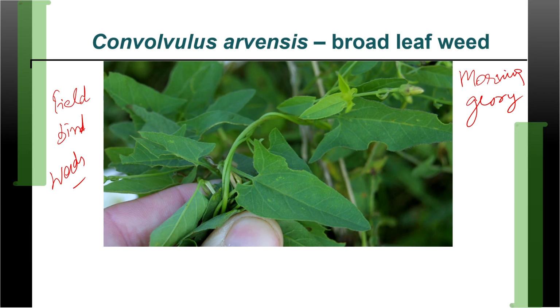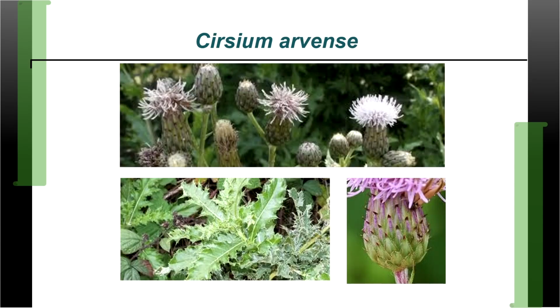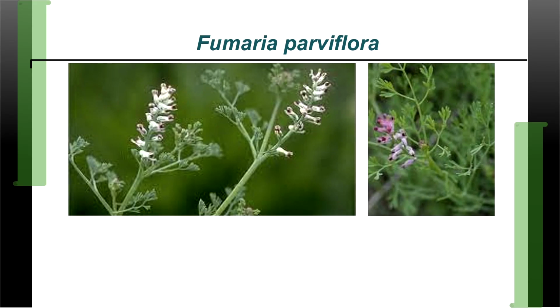It is kind of trailing, acts as a climber also, and it can go up and cover the plant also. So sometimes it can be quite harmful, so it should be controlled. Not just this, but other weeds should also be controlled. The Cirsium arvense is also a kind of perennial weed, also known as Kateli, and it can come to the rapeseed and mustard crops. Fumaria parviflora, another rabi weed which may come to the rapeseed and mustard crops. So it can also cause some damage to the crop.